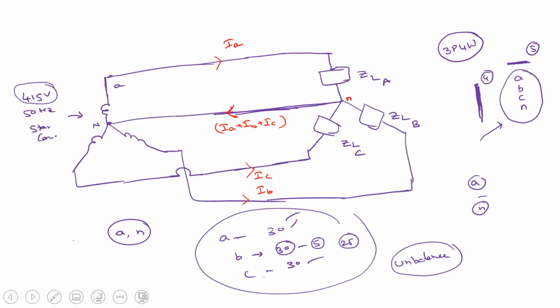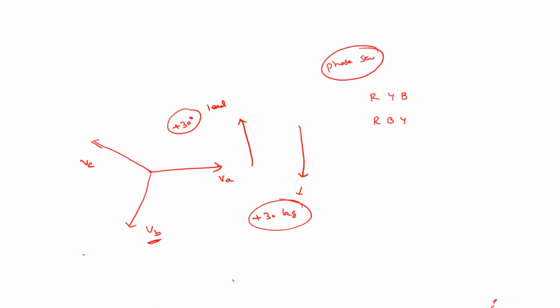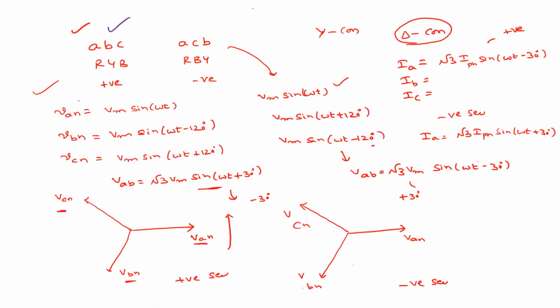If these three loads are equal, what is the value? These three loads are equal, so what is this value? Simple question. All currents will be the same. One simple question: if we add these three, what is the resultant?